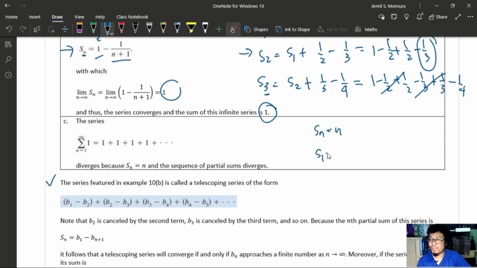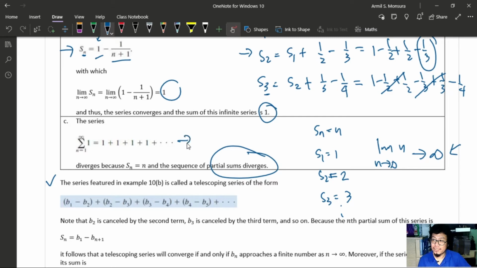Okay. For example, S1 is 1. S2 is 1 plus 1 or 2. S3 is 1 plus 1 plus 1 or 3 and so on. So therefore, Sn or S sub n is equal to n. And its limit, the limit of n as n approaches infinity is approaching infinity also. So therefore, since you don't have a limit, okay, your partial sum diverges, and therefore this series also diverges, and therefore you don't have a sum. Okay, so that's for letter C.